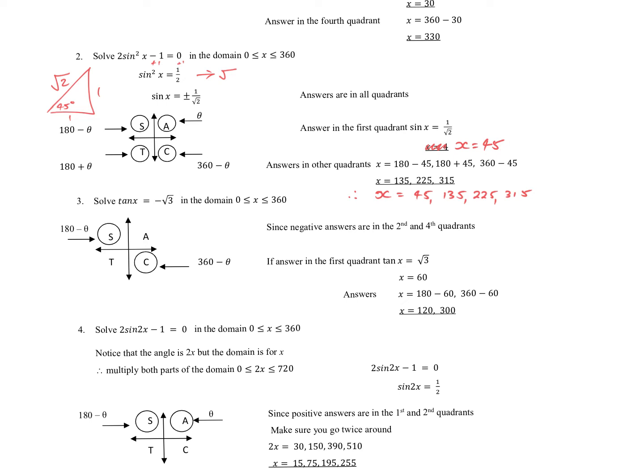All right, the third example, so solve tan x is equal to negative root 3. So we need tan to be negative. This time we're going to end up in the second and fourth quadrants for tan.